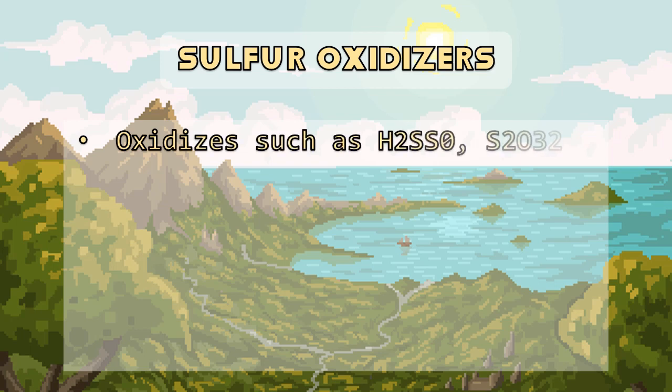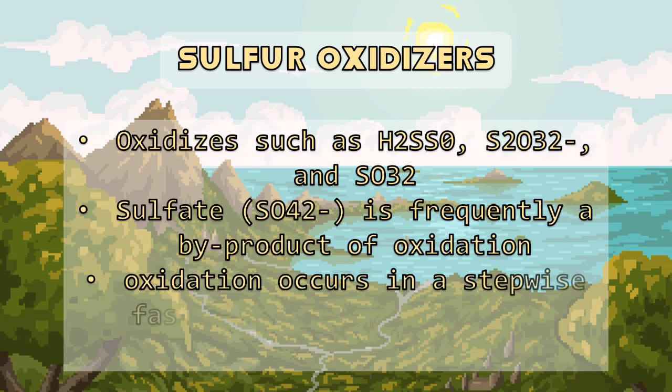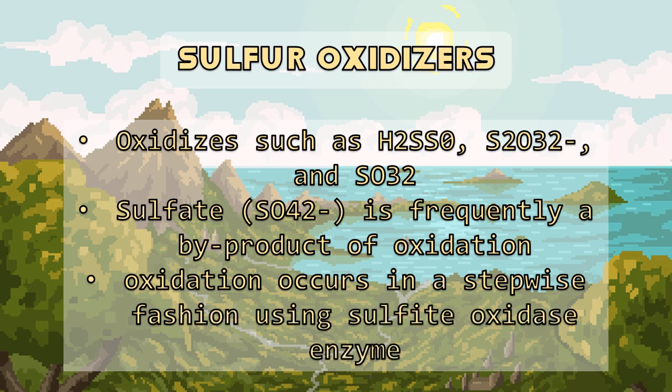Sulfur oxidizers. As a group, these organisms are capable of oxidizing a wide variety of reduced and partially reduced sulfur compounds such as hydrogen sulfide, elemental sulfur, thiosulfate, and sulfite. Sulfate is frequently a byproduct of the oxidation. Often, the oxidation occurs in a stepwise fashion with the help of the sulfite oxidase enzyme.